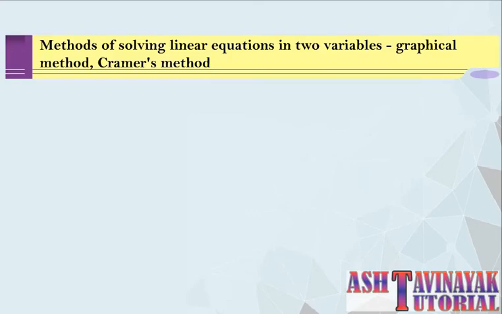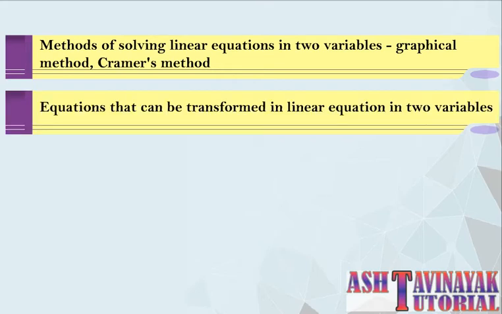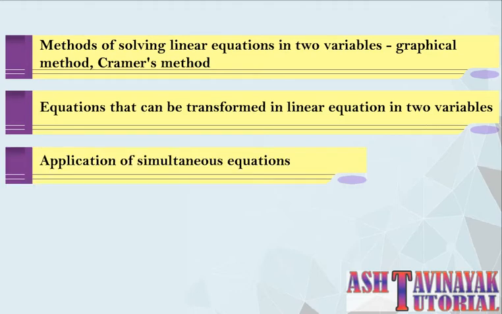In this chapter, we will learn about methods of solving linear equations in two variables: graphical method, Cramer's method, equations that can be transformed into linear equations in two variables, and application of simultaneous equations.